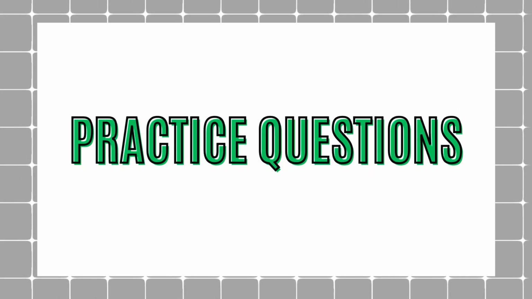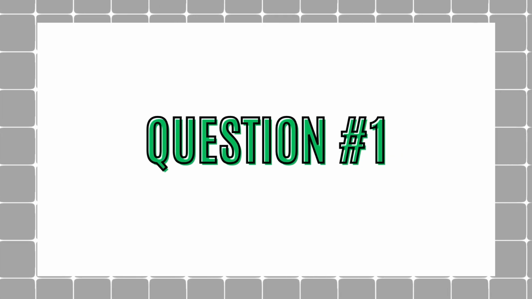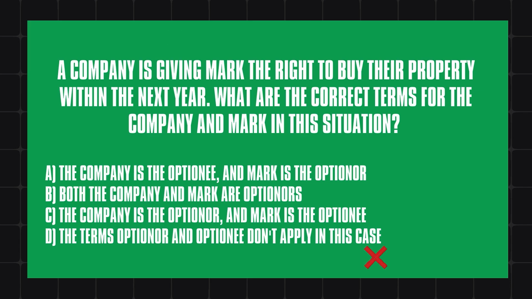Practice questions. Now let's put this knowledge to the test, literally. Question number 1. A company is giving Mark the right to buy their property within the next year. What are the correct terms for the company and Mark in this situation? The company is the optionee and Mark is the optioner. Both the company and Mark are optioners. The company is the optioner and Mark is the optionee. The terms optioner and optionee don't apply in this case.